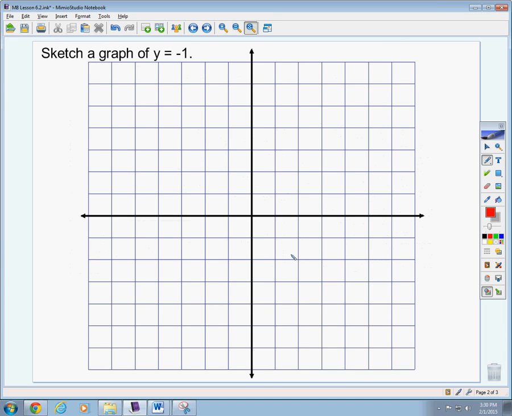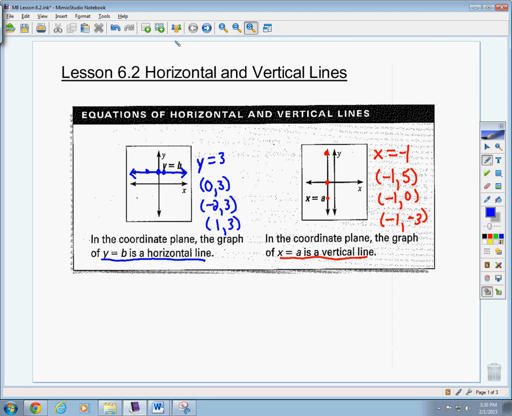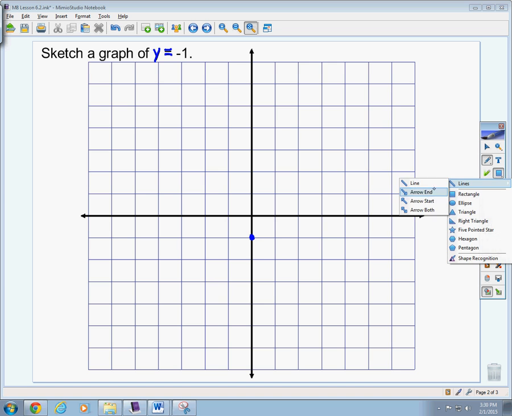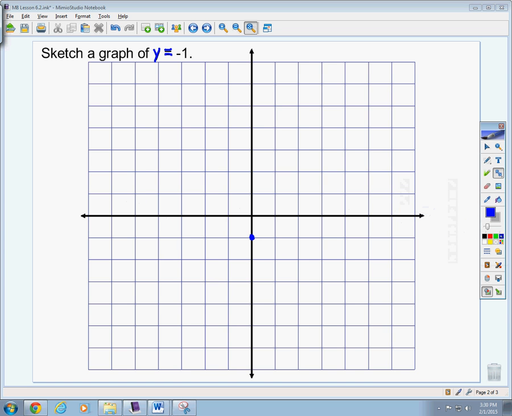This one says sketch a graph of y equals -1. Y equals, see that right here? We can do this really easy. We know that y equals anything is a horizontal line. So what we could do is just find -1 on our y-axis and draw a horizontal line through it. And it really is that easy. The tricky part is trying to remember if it's horizontal or vertical or why it's a horizontal line.